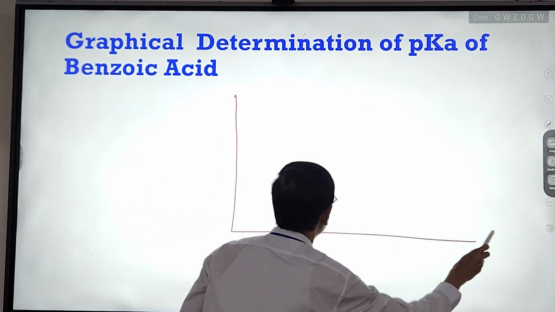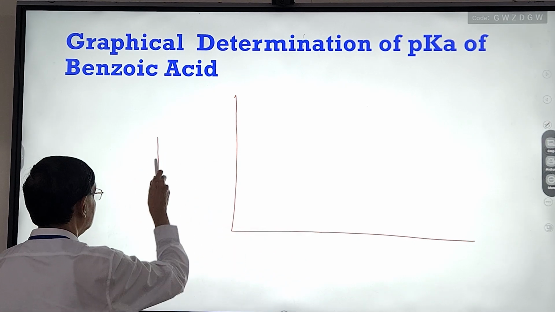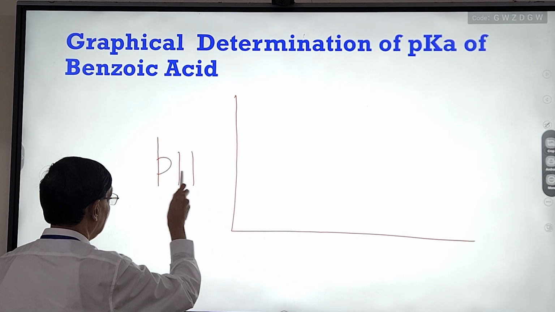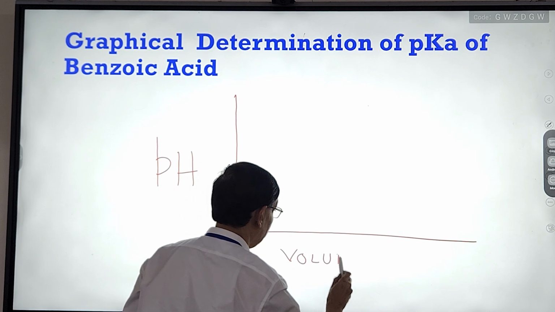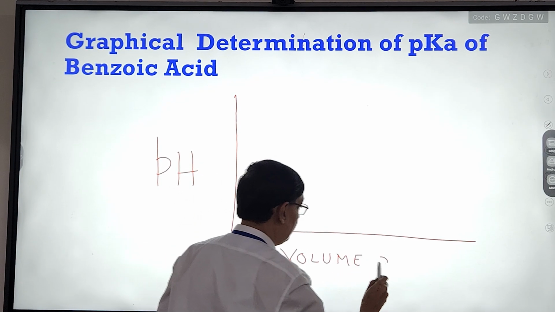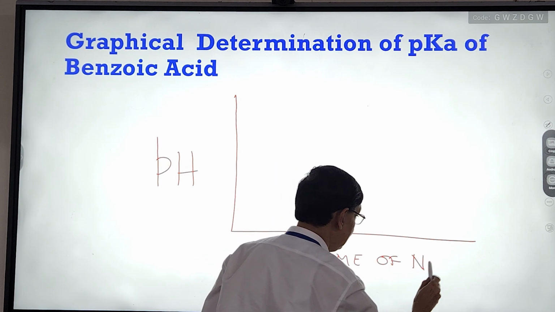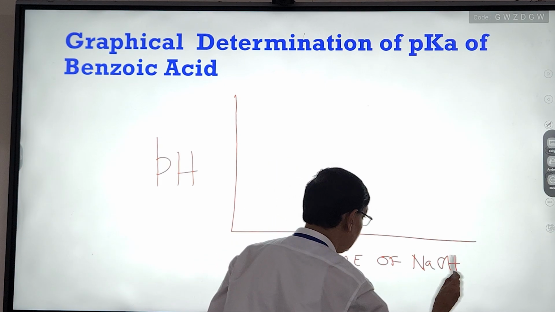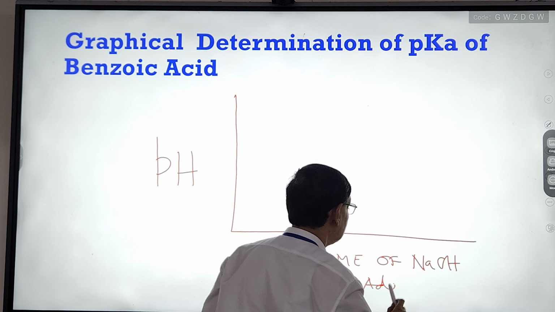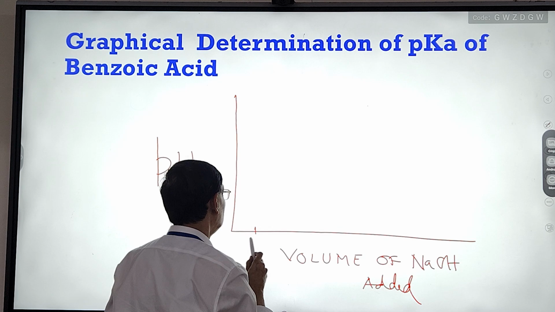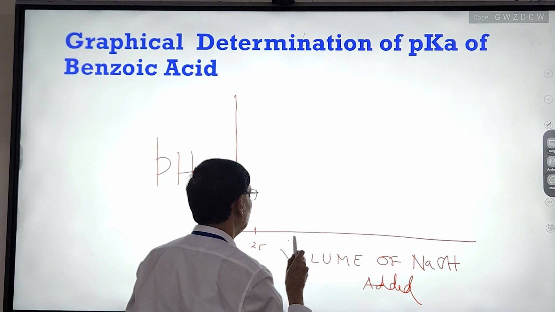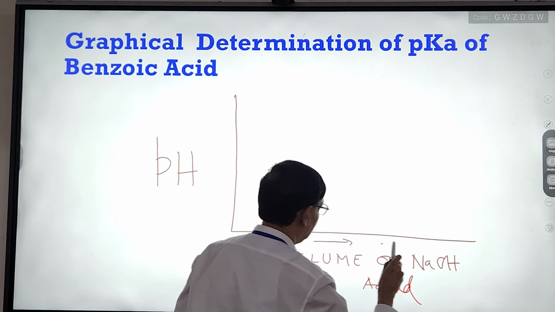plot pH on the y-axis and volume of sodium hydroxide added on the x-axis. Maybe from 0.25 or like whatever it is, 0.5 like that, up to 10 ml.